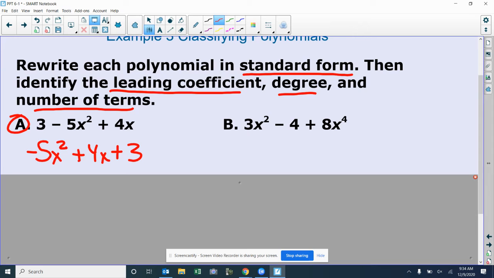All right, I'm going to put this 8x to the 4th first, plus 3x squared minus 4. That's standard form. What's the lead coefficient? Of course it is 8. Degree is 4.